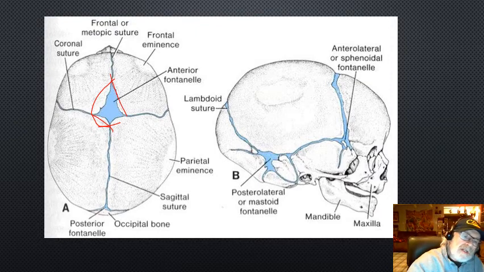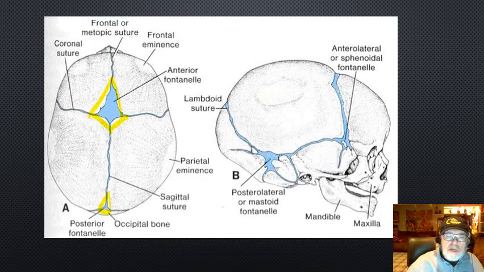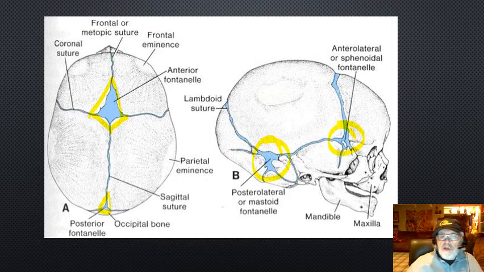And let me just, that's a bad drawing. Let's do it again. The anterior fontanelle is a little bit diamond shaped. The posterior fontanelle is more triangular shaped. And there are actually fontanelles on the side as well. Okay, nobody looks at those.